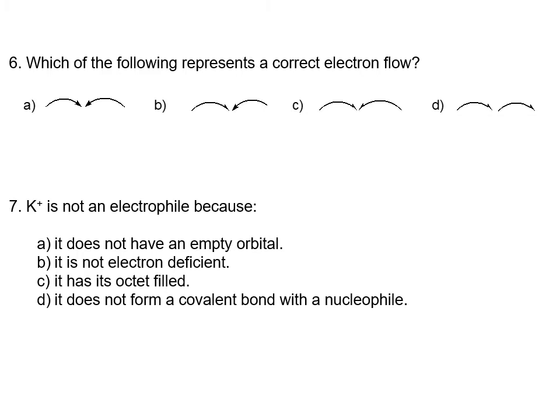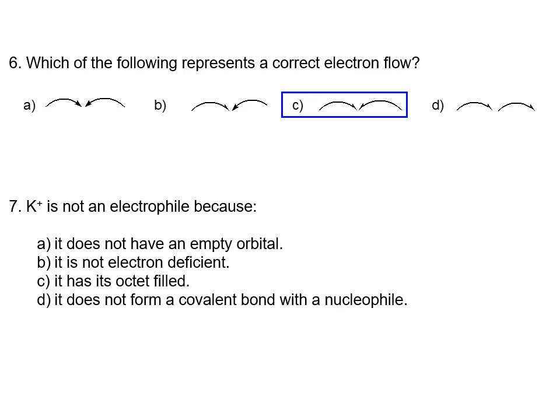C has two half arrows pointing towards each other. That represents two single electrons combining to form a bond. That's correct. Half arrows either point towards each other, as in this case, to indicate bond formation, or away from each other to indicate breaking of a bond. So this is correct. And finally, choice D has two half arrows following each other head to tail. Since half arrows represent single electrons, D is not correct. Half arrows either have to point towards each other or away from each other, as I already mentioned.